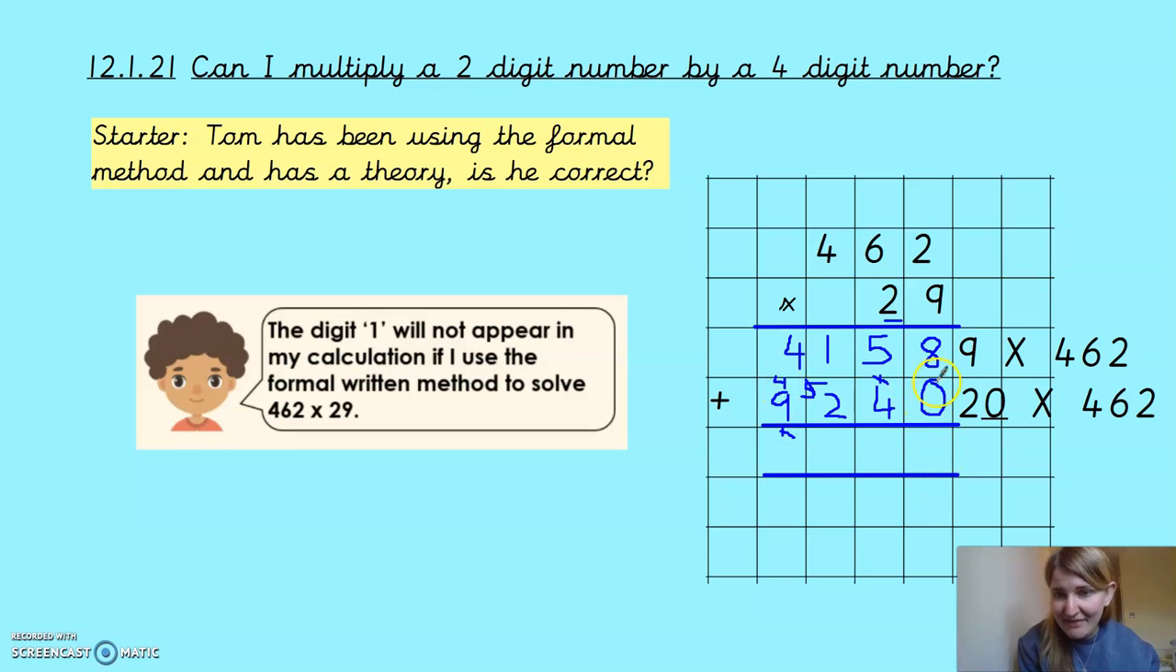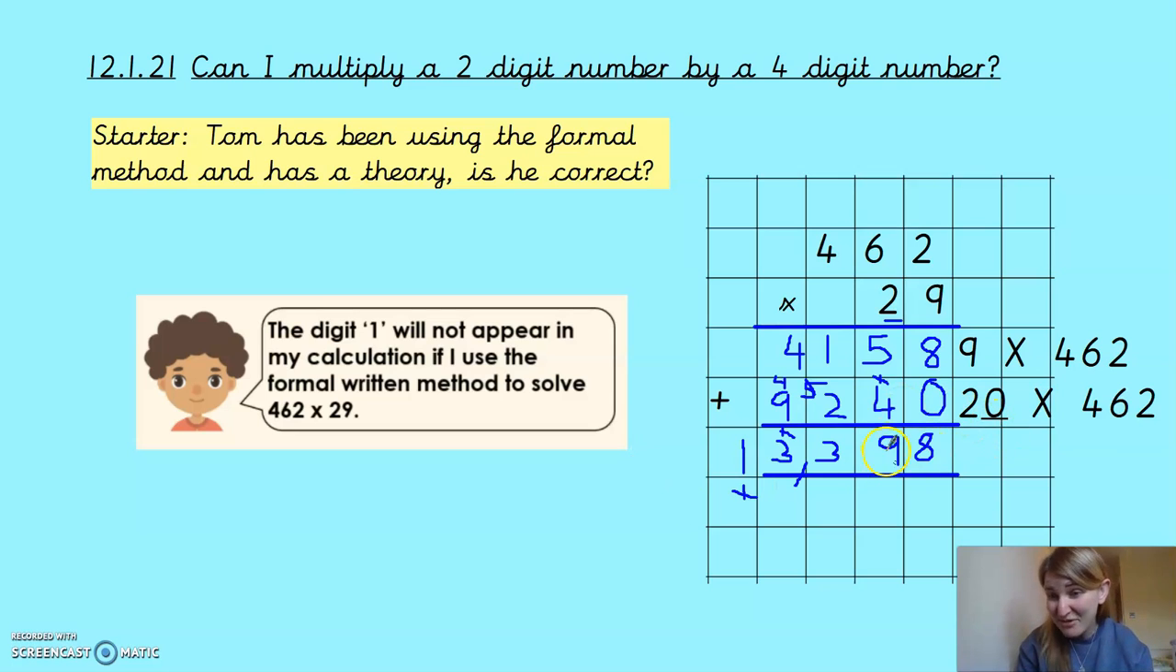Final step, we need to add them. So 8 and 0. 5 and 4. 1 and 2, 4 and 9. I'm going to put my 3 there, carry my 1, nothing else to add it to. So my answer is 13,398. Now, Tom said we wouldn't write the digit 1 at all.